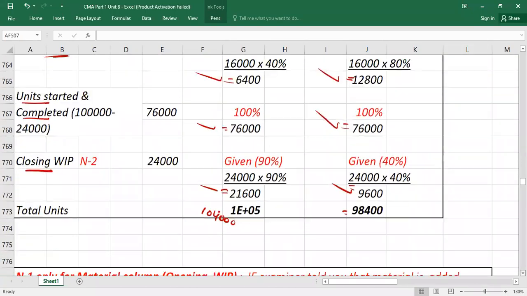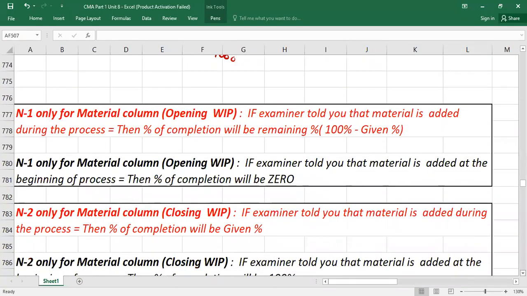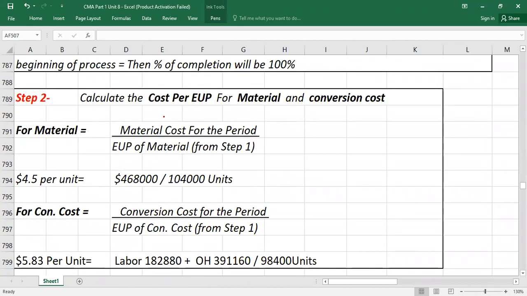First of all, I want to calculate the cost per equivalent unit for material. I take the current year material cost divided by the EUP of material. The current year material cost is 468,000, given in the question. EUP of material is 104,000, which we just calculated in step number one. So what is the material cost per unit?